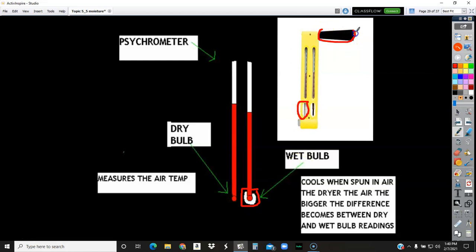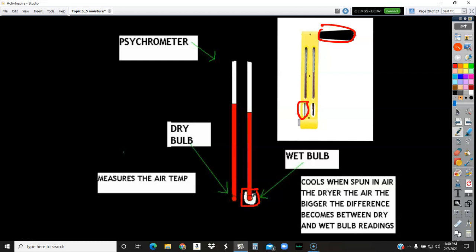You're then going to grab this handle and you're going to spin this thing. This thing spins around and around. You're measuring the amount of evaporation. If the air is dry, if it's low humidity out that day, that means the water that you poured on this wet bulb is going to evaporate quickly.